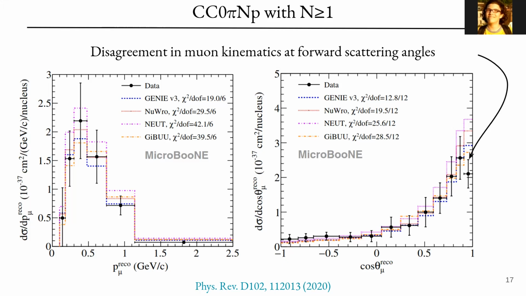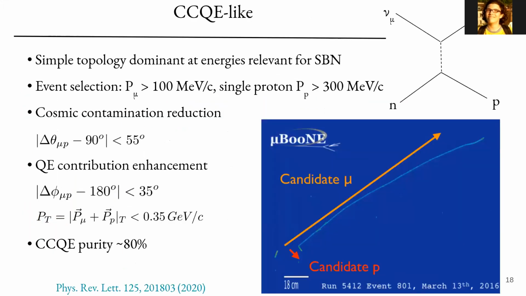But at this point, we have established that on MicroBooNE, we can detect multiple protons in the final state. So it makes a lot of sense to focus on a very specific interaction channel in this case. And in this case, we are going to be focusing on quasi-elastic interactions. The reason for that being that we are talking about a very simple topology, which is dominant at energies that are relevant for the SBN program. Once again, our event selection includes muons above 100 MeV/c, but in this case, we have the requirement for exactly one proton above 300 MeV/c.